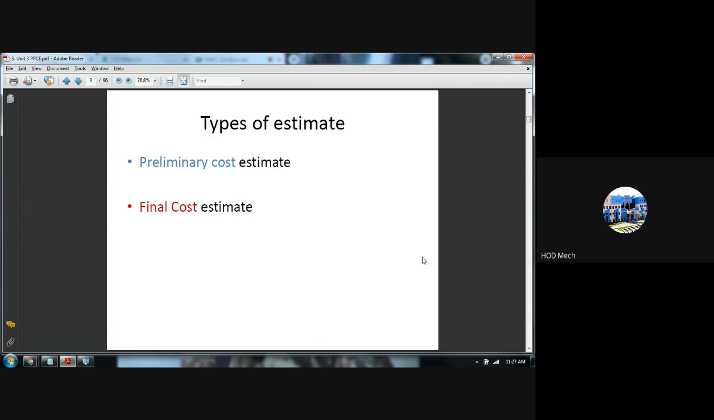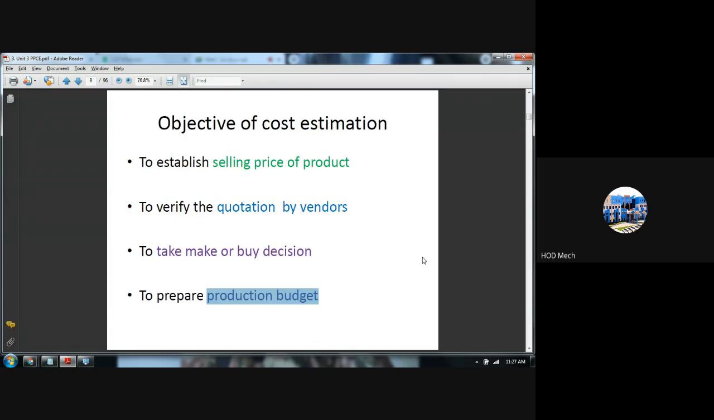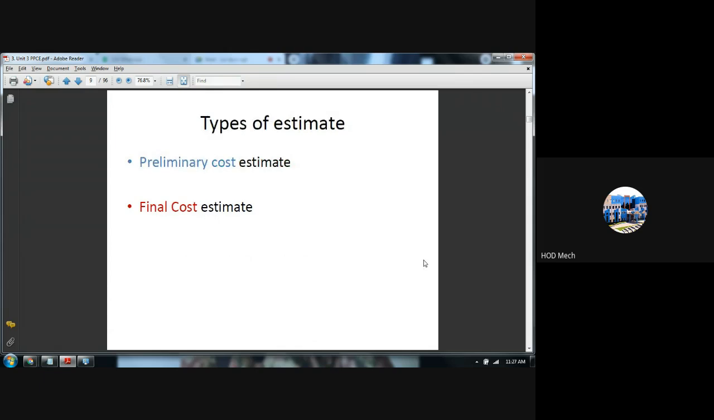Type of estimates. Before that, in cost estimation there are two types. One is the preliminary cost estimate. When you say the word preliminary, it is before the start of the process. And the final cost estimate, after the process. What did we see earlier? Cost estimation and cost accounting. When does cost estimation happen? Before the start of the manufacturing process. Cost accounting takes place after the manufacturing process is completed.